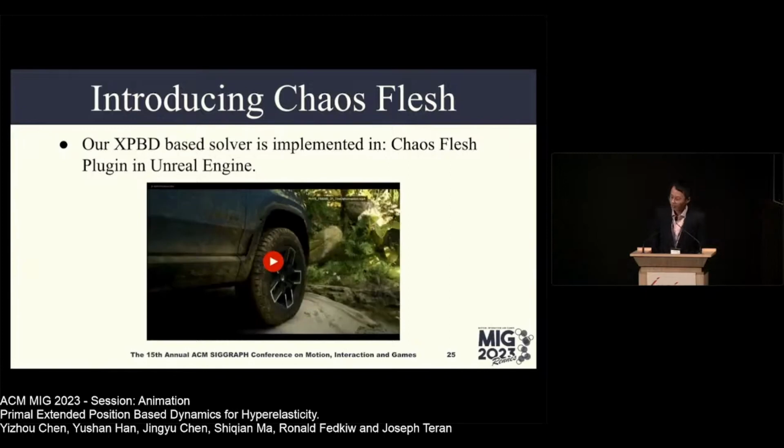Okay, now I want to introduce Chaos Flesh a little bit. It is an experimental product of which the core solver is our XPBD-based solver. It's an experimental plugin in the Unreal Engine focused on deformable body simulations. Because of the advantages of our solver, it can be used for both real-time simulation and high-end offline simulations that can be used to train a machine learning pipeline. So let me play the video a bit.